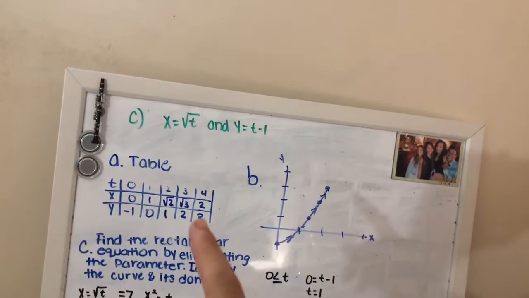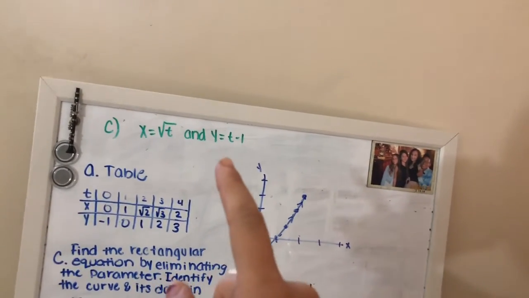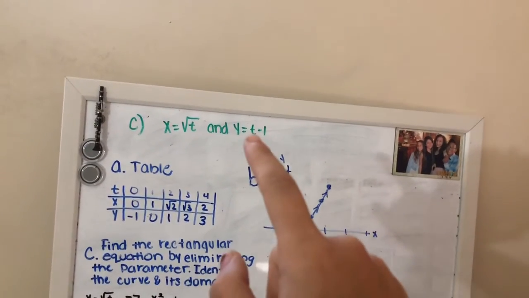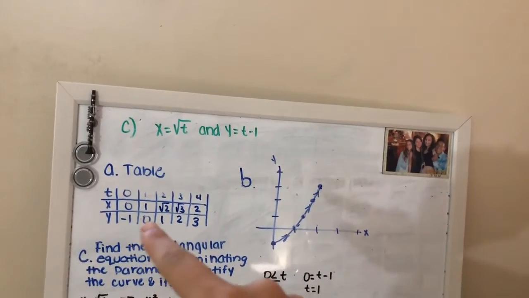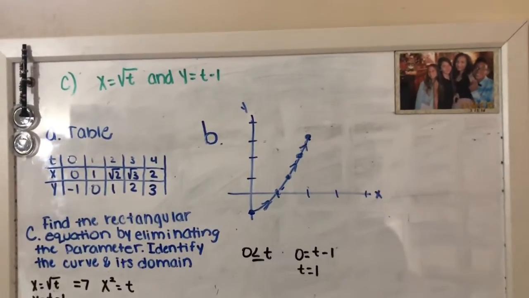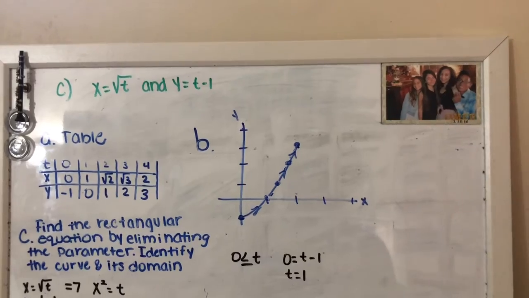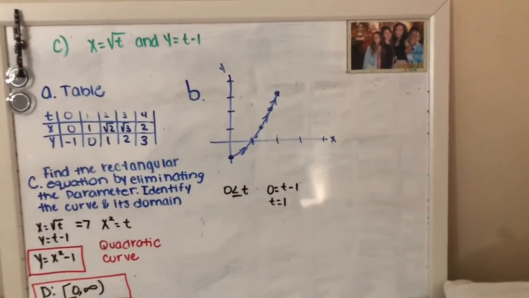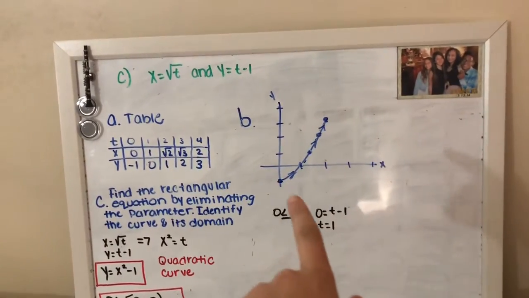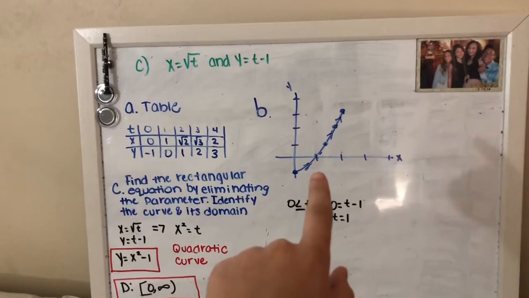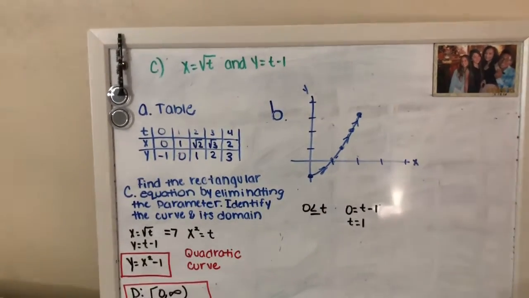So I did that for all the x values, and now for y equals t minus 1. So when t equals 0, y equals 0 minus 1, negative 1, and so on. So once I filled in the table, I go to B where it says plot the points. So I plotted the points of x and y, and I got that it is going in an upward way as indicated by the arrows, so that's the orientation of the graph.